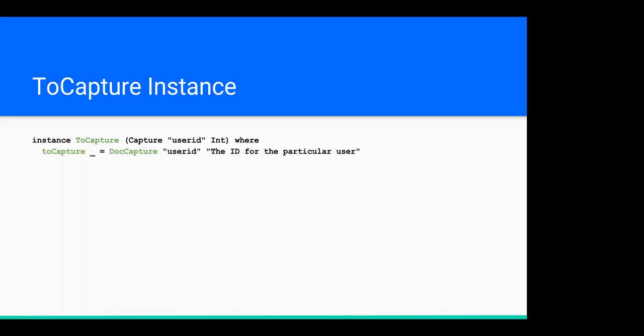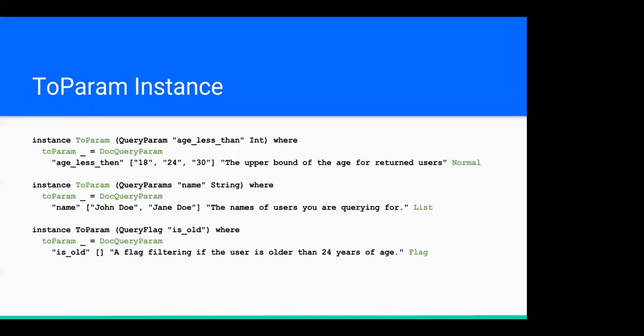And we can see why, because we supply a name and a description of that parameter, and we'll obviously want different descriptions for the different capture parameters. But this is very straightforward for capture parameters. For params, there's a little more work because you have the three different types of params, but at the same time, we're still displaying very basic information. We have the name of the parameter, a list of sample strings, a description, and then for the parameter example, we say what type of parameter it is, whether a normal parameter or a list or a flag.